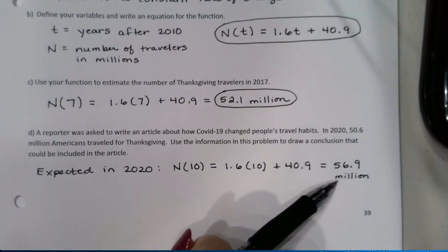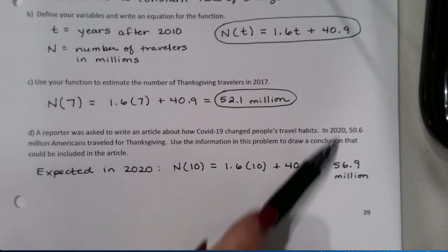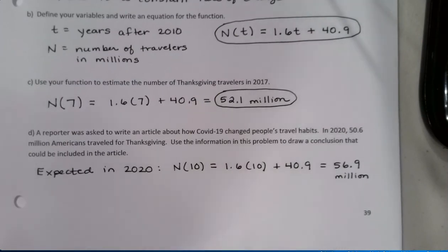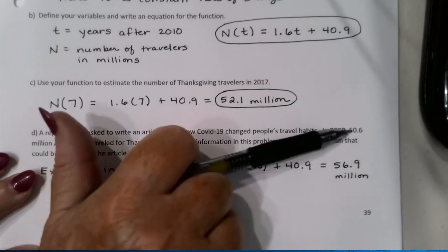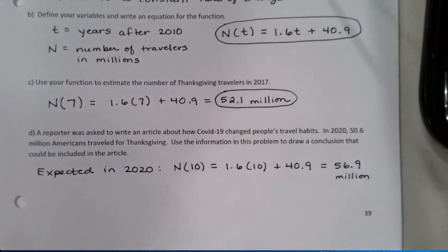Clearly we would have expected, based on our pattern, our function, quite a few more people to travel than actually did. So if this reporter is writing the article, they could certainly first of all say, yes, certainly a significant number of people seem to have chosen to stay home in 2020 rather than travel. And in fact, they can even conclude that we're about 6 million less than would have been expected.